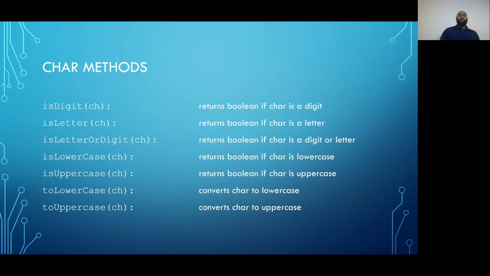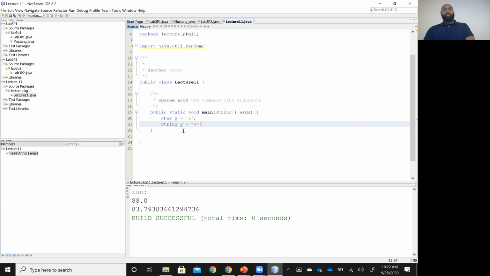Because you may want to split stuff at that index. So here are the different methods you can use for a character: is digit, is letter or digit, which means a letter or a number, is lowercase, is uppercase, or you can capitalize it or lowercase it. So we have our char x, or whatever you want to call it.